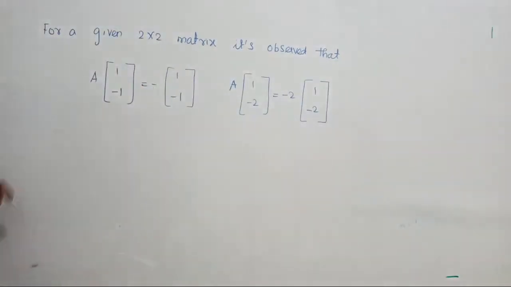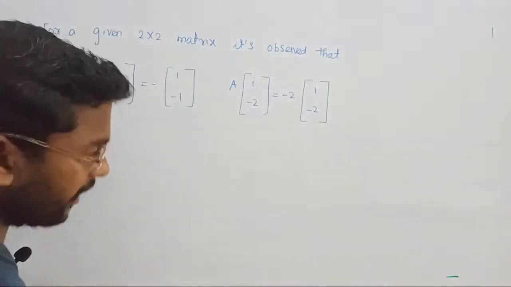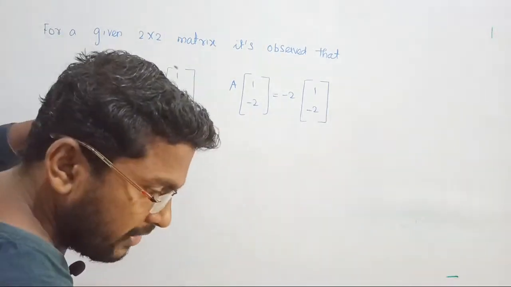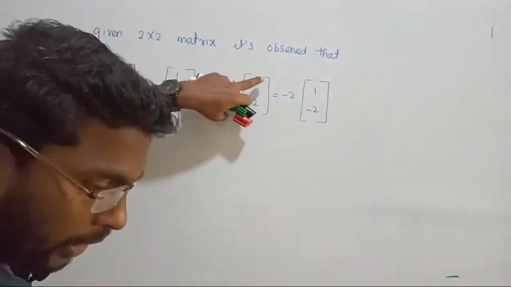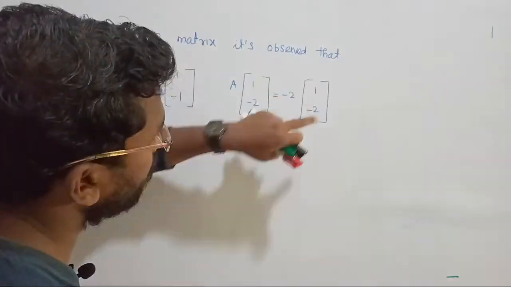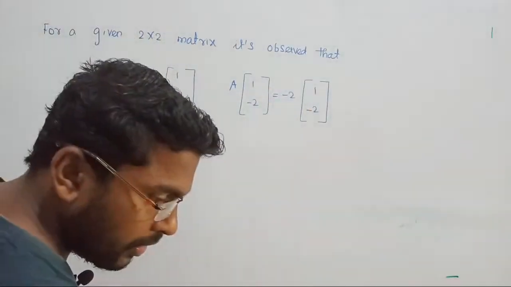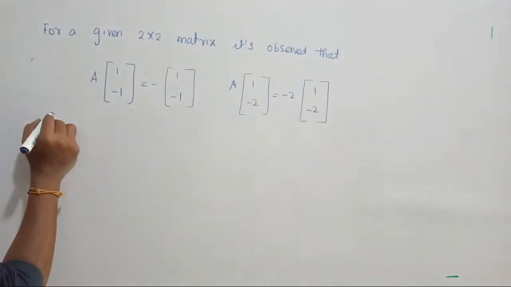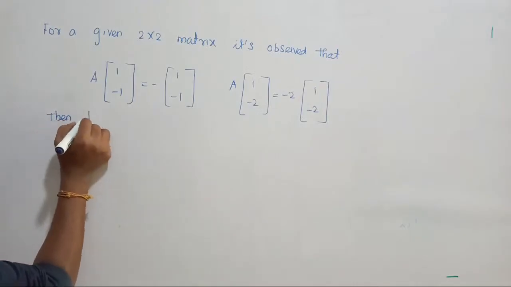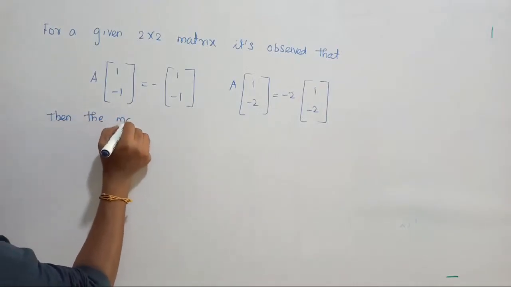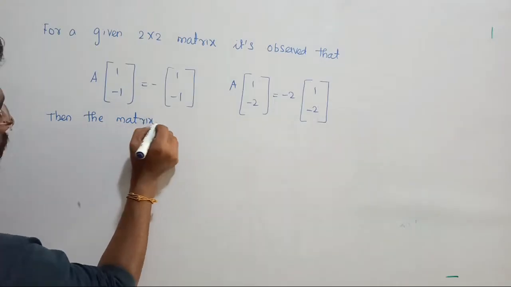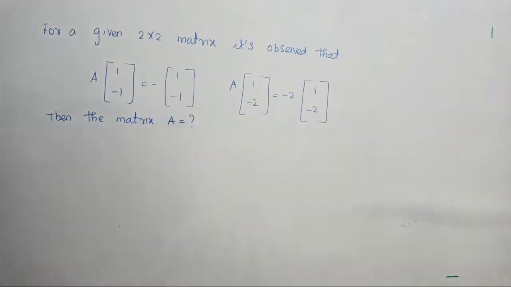See, actually the given is what? Let me repeat. Let us cross check once. A(1, -1) equals minus of (1, -1). A(1, -2) equals minus 2 (1, -2). Actually the question is what? The question is then the matrix A is what? That is the question.